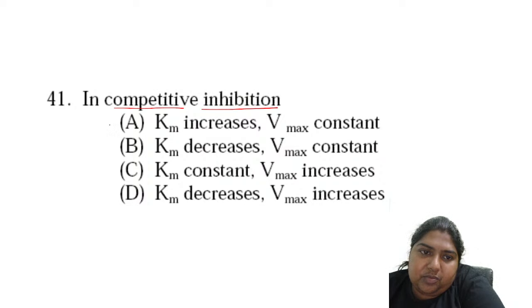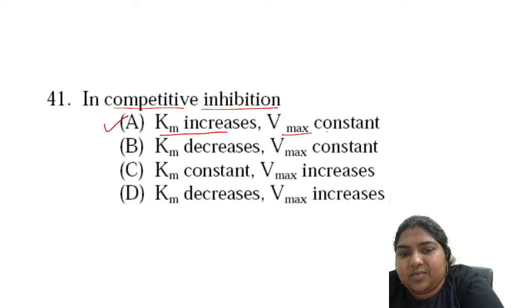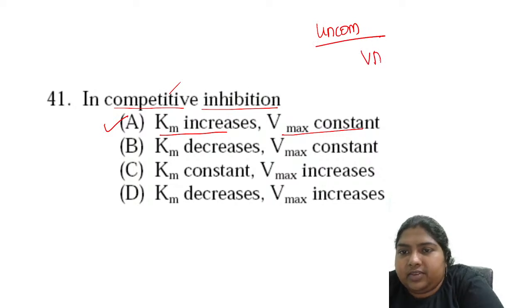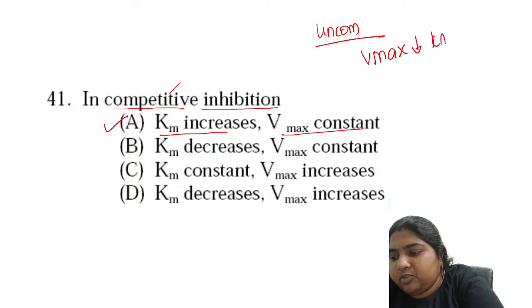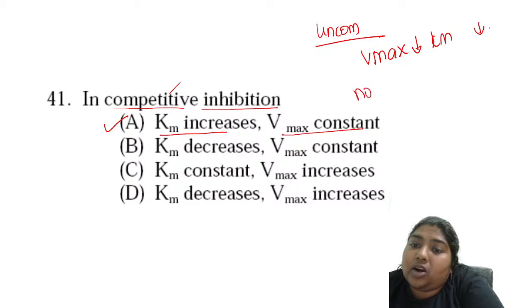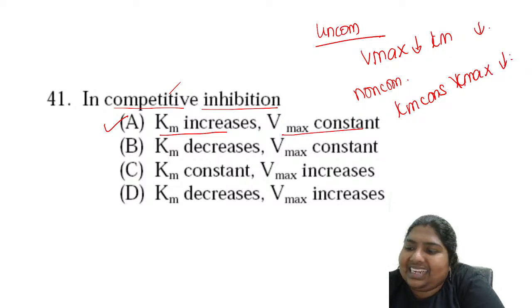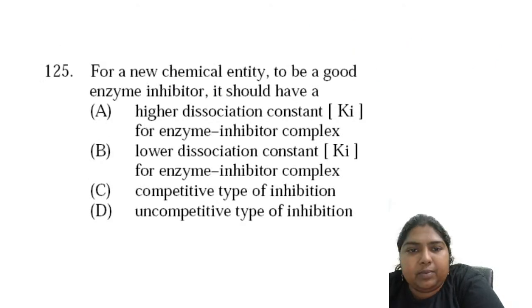Very good. It should be your Km increases, Vmax constant. So this is what is going to be with the competitive inhibition. In case of your uncompetitive inhibition, Vmax is also reduced. Km is also reduced. In case of your non-competitive inhibition, Km is going to be constant. Vmax is going to reduce. So this one you will never forget from here on, I guess. Good everybody, keep it up.